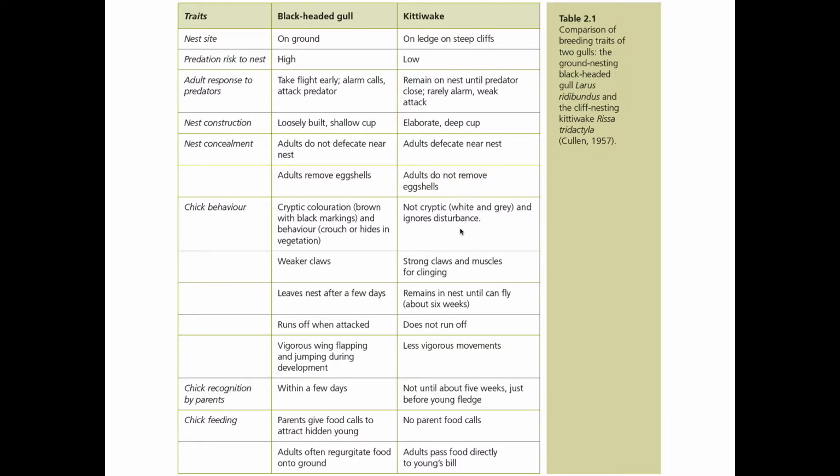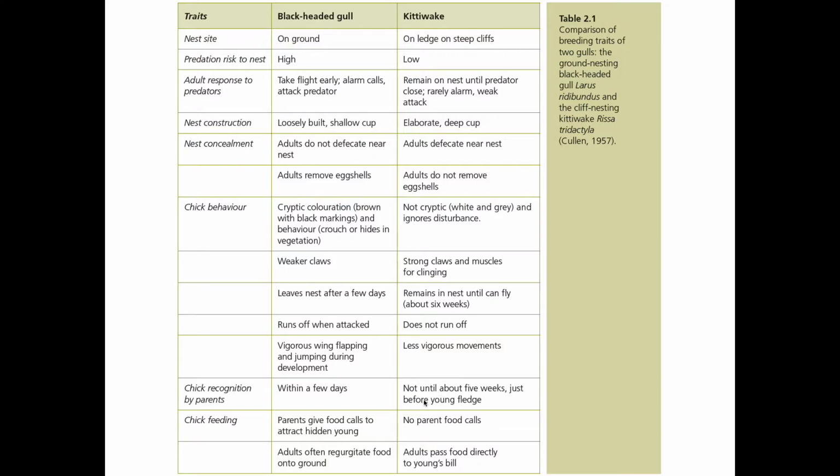Kittiwakes, not cryptic. They're white and gray. They ignore disturbance. They have strong claws and muscles for clinging to the cliff face. They remain in the nest until they can fly. So they're not very precocial. They're more altricial. They don't run off when a predator comes because running off means falling off the cliff to your death if you can't fly. And they're generally less vigorous, probably because they don't have a lot of space up on this narrow ledge. Recognition of parents is relatively quick in black-headed gulls.